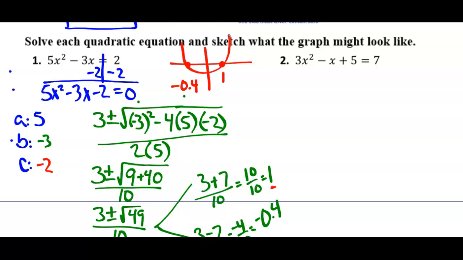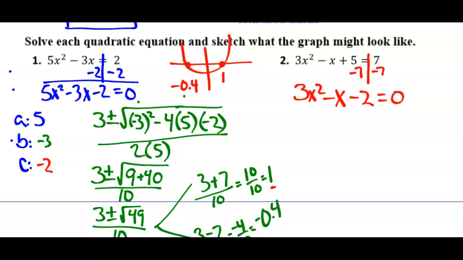Okay. Number 2, we're not going to solve that one. We're just going to talk through it and go from there. What do I have to do first? I've got to solve that. It's not equal to 0, so I've got to solve it. So -7 on both sides. Here, over here, I didn't have a number to add my -2 to, but here I do. So I need to actually solve this. What am I going to get? I'm going to get 3x squared minus x, and 5 plus -7 is -2, equal to 0.